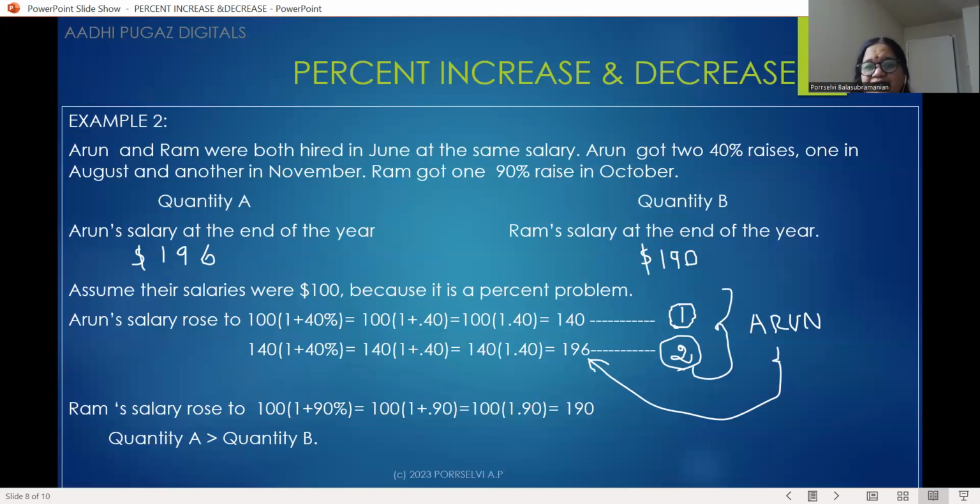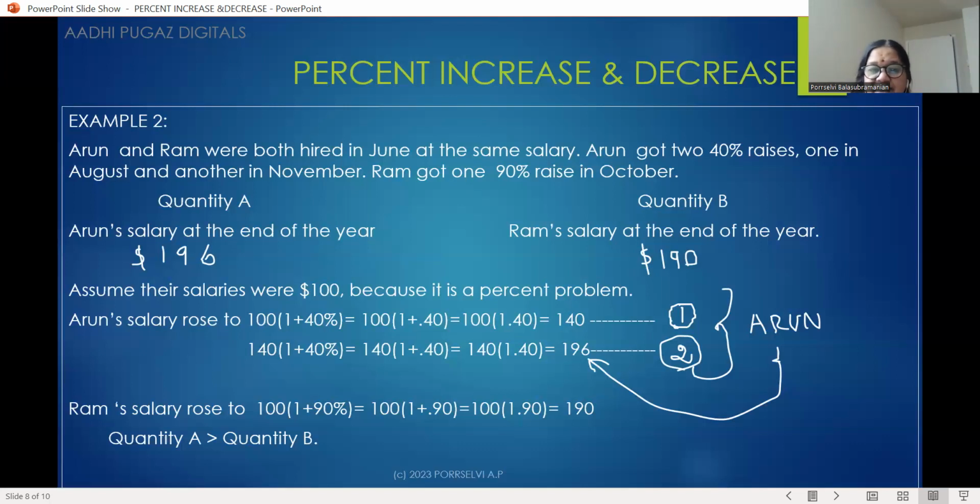So we need to assume the value is 100. Both of them, when they were hired, were getting $100. Arun got 40% raises, one in August and another in November.